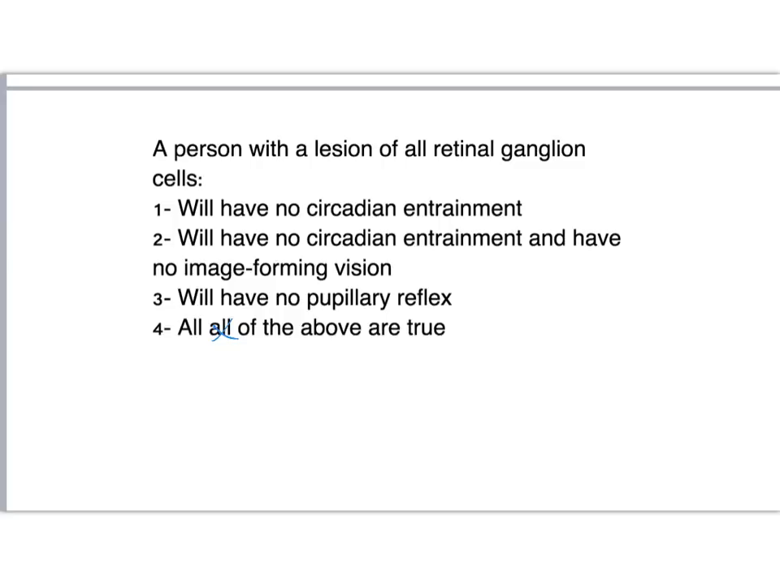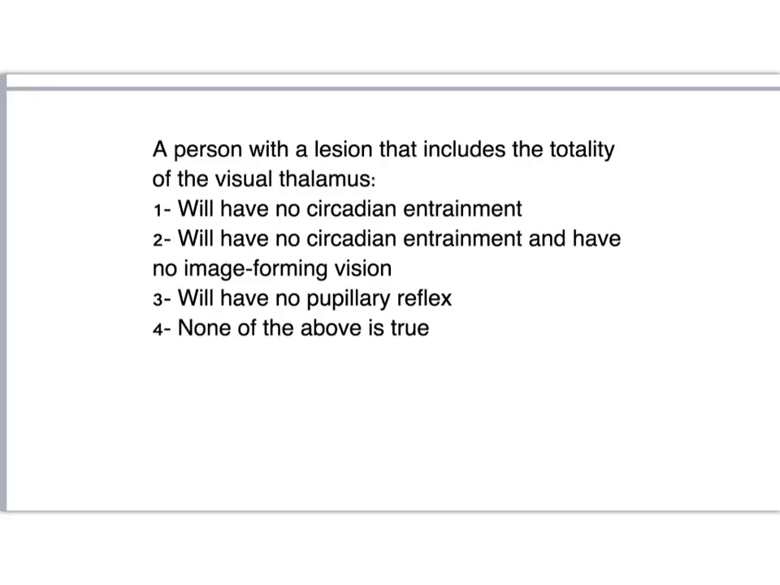Okay, so just think about the answer to this question and then we can discuss it later in class or on the discussion forum. This is a typical exam question, midterm question. A person with a lesion that includes the totality of the visual thalamus will have no circadian entrainment, have no image-forming vision, will have no pupillary reflex, none of the above.